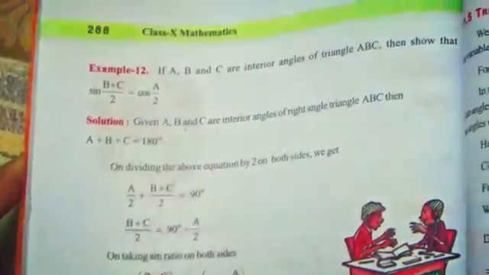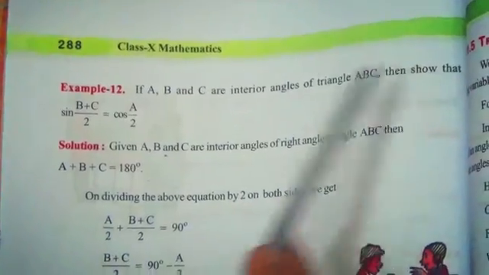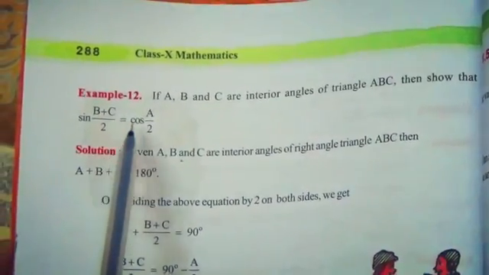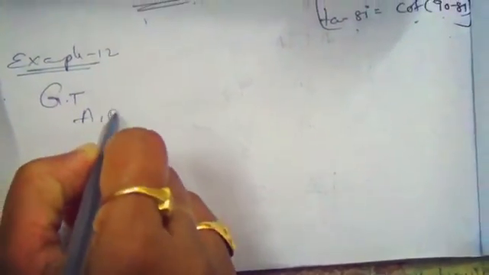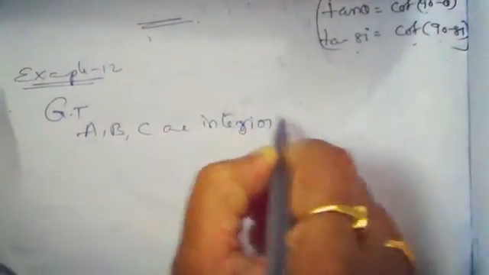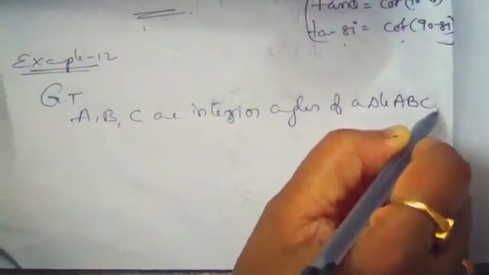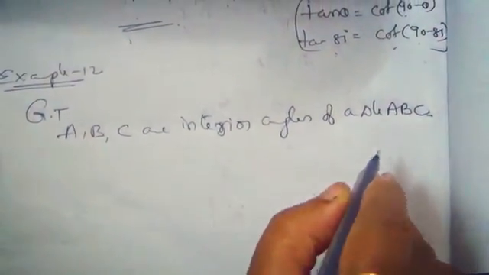Next, in the next page number 288, we have example 12. So look at here. What is example 12? If A, B, C are interior angles of a triangle ABC, then show that sin of (B plus C) by 2 is equal to cos A by 2. So given that, first of all, example 12. Given that A, B, C are interior angles of a triangle ABC.